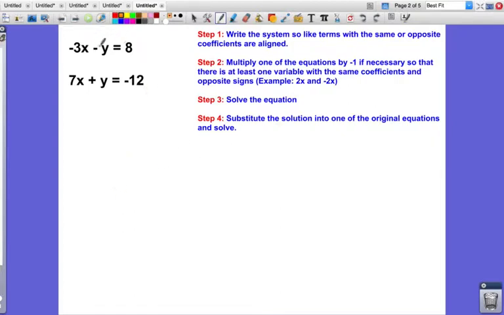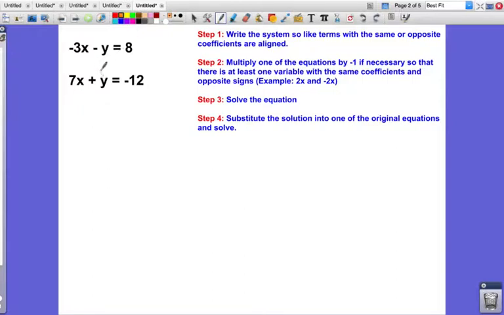With the elimination method, step one, we're going to write the system so like terms with the same or opposite coefficients are aligned. So right now my coefficients are aligned. I have my x as my first term, my y as my second term, equals some solution right here. So that was step one. All my coefficients are aligned, all of my variables are aligned. Now step two says multiply one of the equations by -1 if necessary, so that one of the variables with the same coefficients has opposite signs.